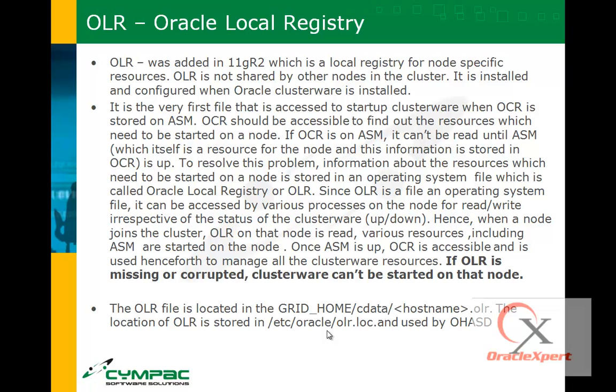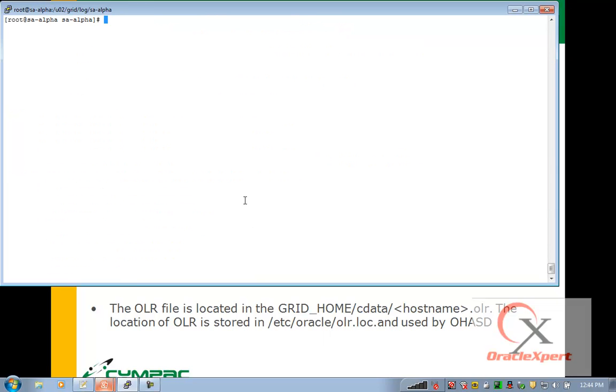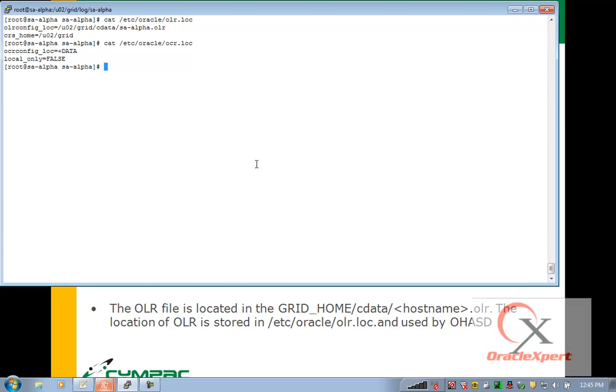Like an inventory pointer file, /etc/oraInst.loc, which points to your central inventory, there is a pointer file for OLR as well as for OCR. OCR also has a similar pointer file. So I check from the pointer file where my OLR is. Similarly, there is a pointer file called ocr.loc. It points to my OCR, and see here the difference. OCR is on an ASM disk group named data, whereas OLR is purely a file at the file system level.